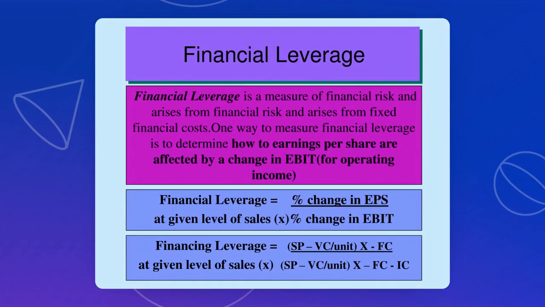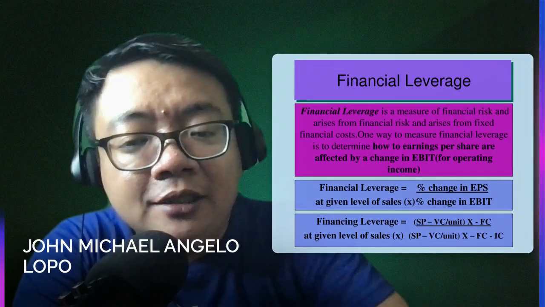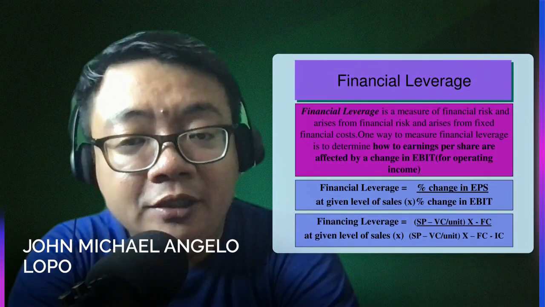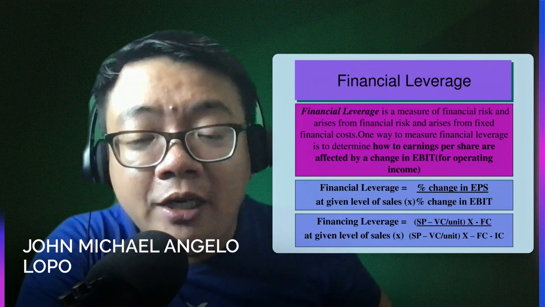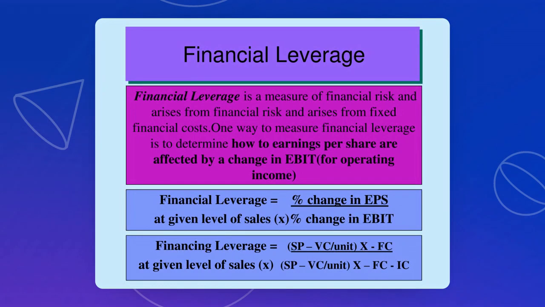Next one. Very important also is what you call financial leverage. Okay. So a while ago, class, our discussion was more on operating leverage. It is the measure of operating risk. But financial leverage is a measure of financial risk and arises from fixed financial costs. Alright. So one measure of financial leverage is how the earnings per share are affected by the change in your earnings before interest and taxes, or operating income.